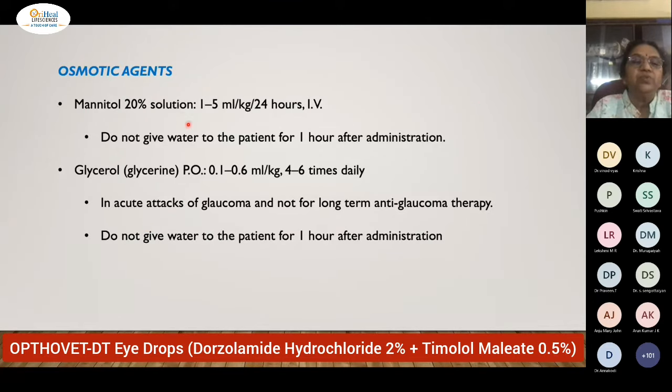Then osmotic agents, if you want to immediately reduce the intraocular pressure. For example, the patient is brought fixed for a cataract surgery, and if you find a pressure rise, you can immediately reduce the intraocular pressure with mannitol 20% and also glycerol 0.1 to 0.6 ml orally. Normally we depend upon mannitol, given at 1 to 5 ml per kg over 24 hours, so you have to give it very slowly. If the pressure is high, we normally give mannitol in the morning hours and do the surgery in the late evening.